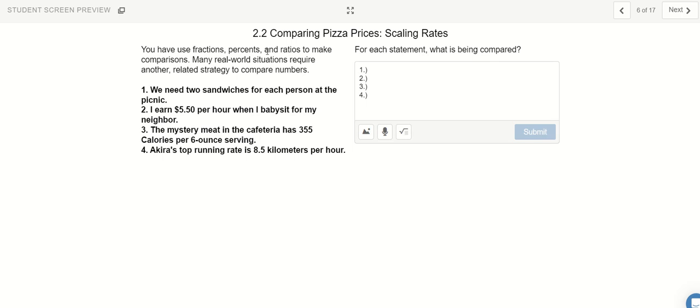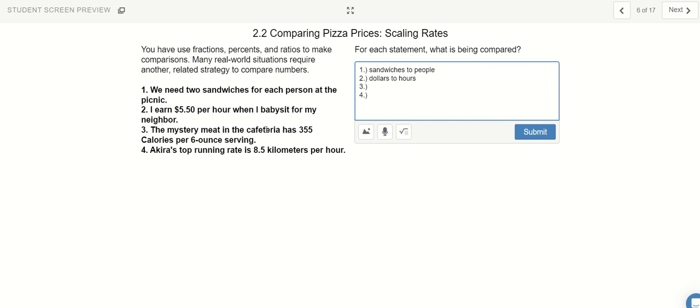In real world examples, usually we compare things every day. So let's read these 4 descriptions and figure out what we're comparing. We need 2 sandwiches for each person at the picnic. Here we're comparing sandwiches to people. How many sandwiches for how many people? Those are the comparisons. Here, $5.50 per hour when I babysit for my neighbor. Again, the 2 comparisons here are dollars to hours. How much money do I make for how many hours I work?